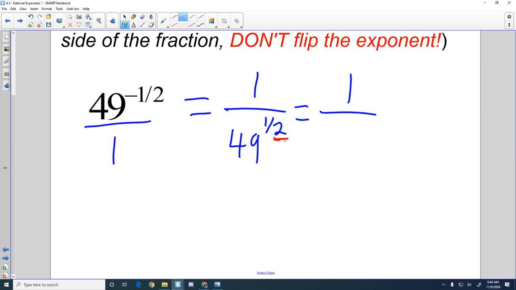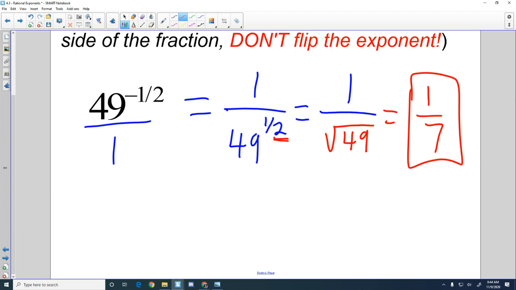So this denominator becomes the index of a root. So that'd be a square root of 49 to the first power, which is just 49. Square root of 49, we all know that. It's 7. So 49 to the negative 1/2 is 1/7.